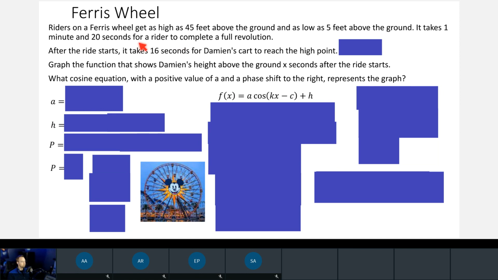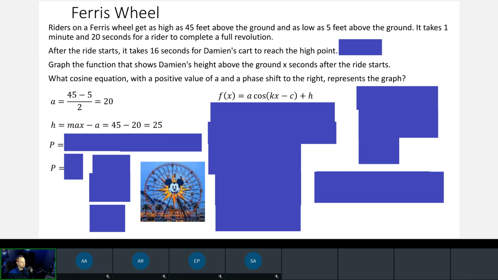Okay. Well, amplitude, remember, we just used that formula. Max minus min divided by 2, so we get an amplitude of 20. That's cool. To find the vertical shift, we use the formula max minus alpha, and that gives us 25. Okay. Pretty easy so far. Nothing new. This is like the last two problems. We're doing cosine.